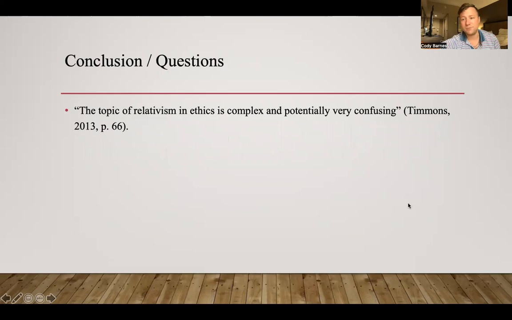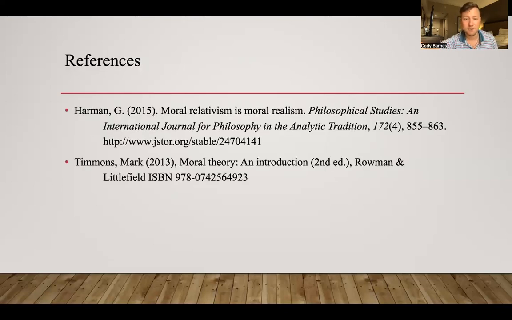So I will conclude with Timon's quote that the topic of relativism in ethics is complex and potentially very confusing. This is because there is no set standard of right and wrong. And even if all cultures agreed on what is right, moral relativism would state a new culture could come in and disagree with that, and they would be right in their own eyes. So it is complex, it is interesting to understand, and it is interesting to study.